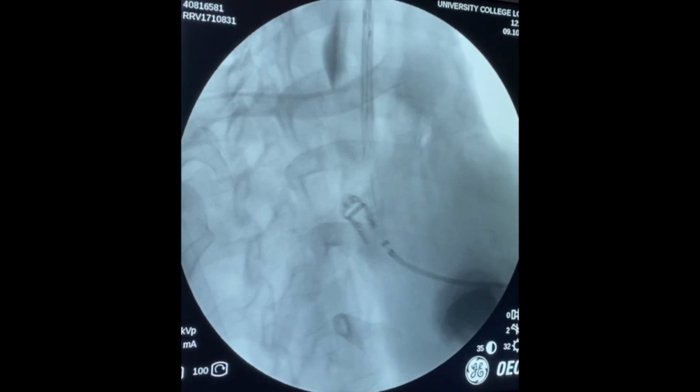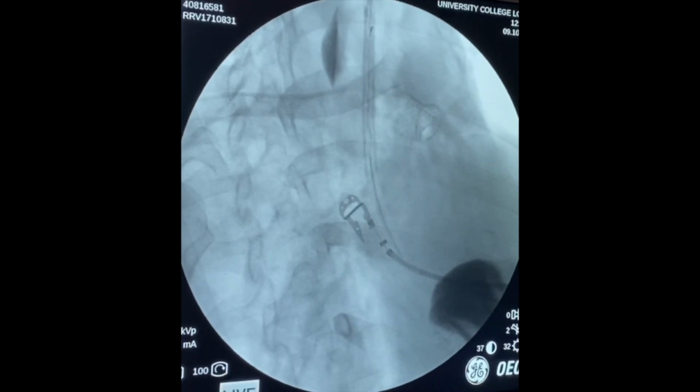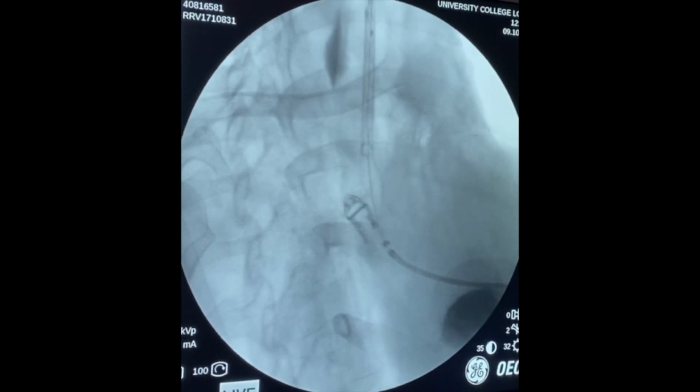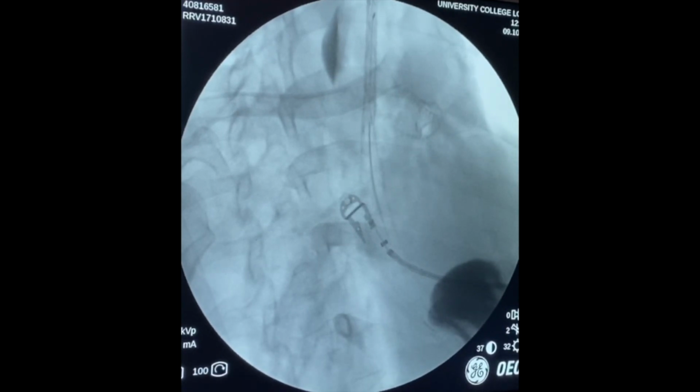And you continue to use your markers and the contrast bleb to make sure that they are aligned. And with further deployment of the stent, which is almost released at this stage, you begin to see the stricture and the proximal flange of the stent open up.